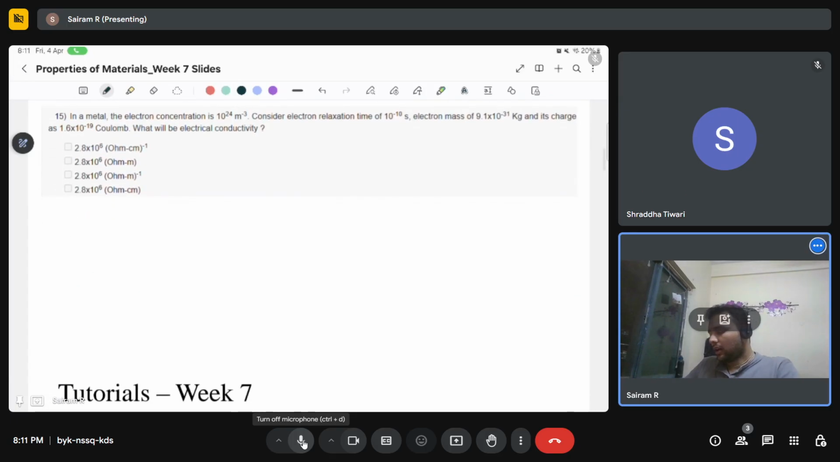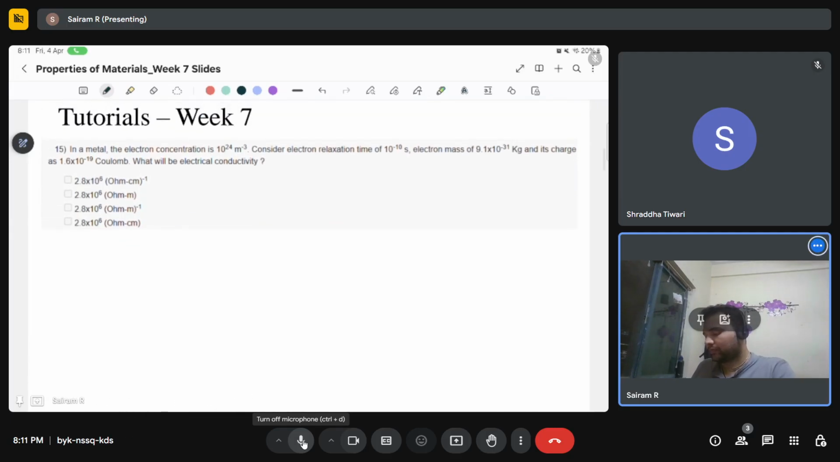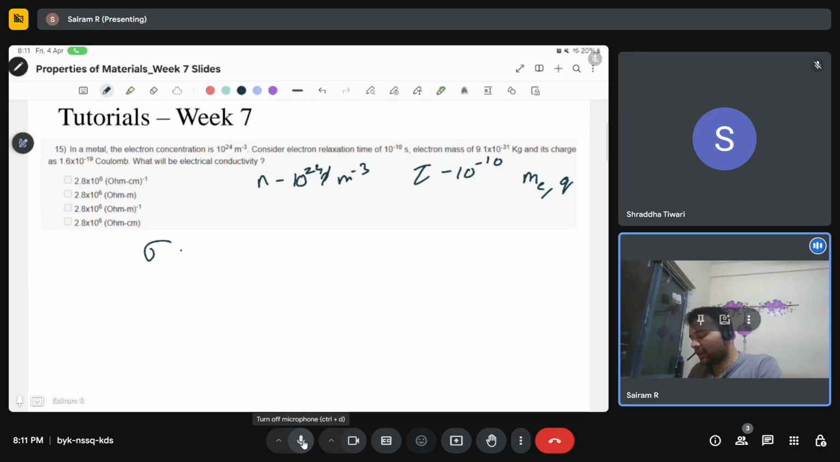Okay. The last, 15th question: in a metal, the electron concentration is 10 power 24 per meter cube. So they're basically giving us n. The density is 10 power 24 per meter cube. Electron relaxation time tau is 10 power minus 10. We are given me. We are given q. What will be the electrical conductivity? So from the formula we know conductivity sigma equals n e square tau by me. So we just have to substitute everything right now over here.